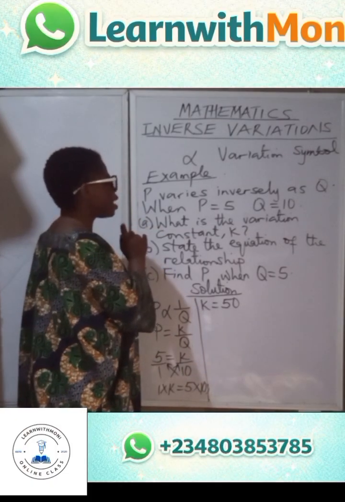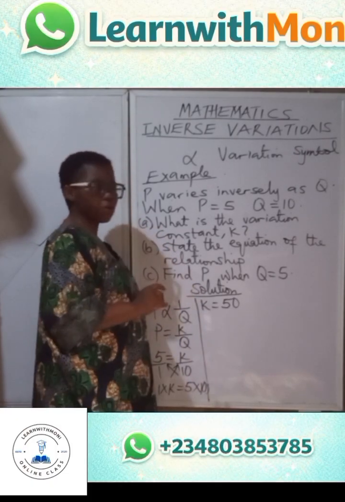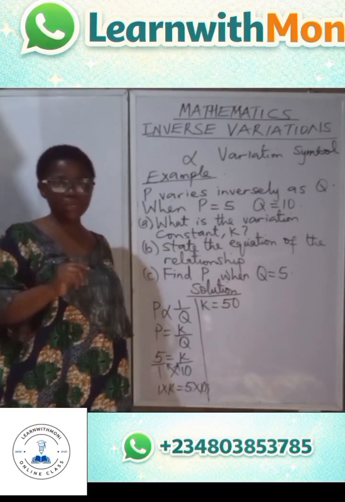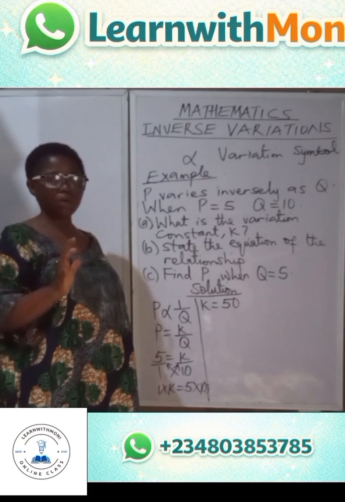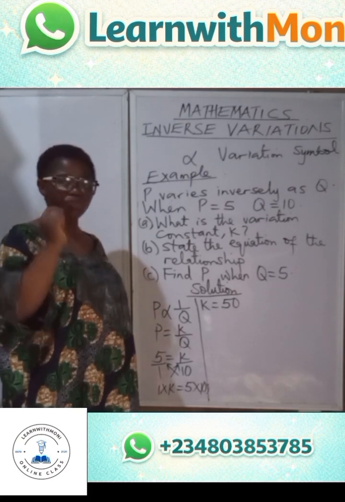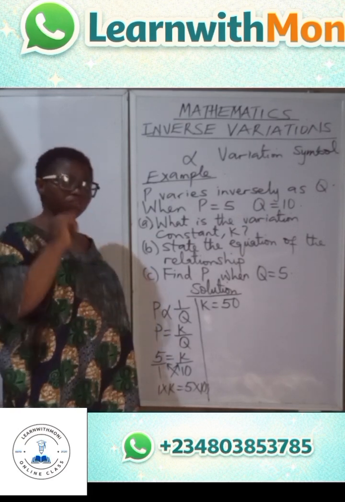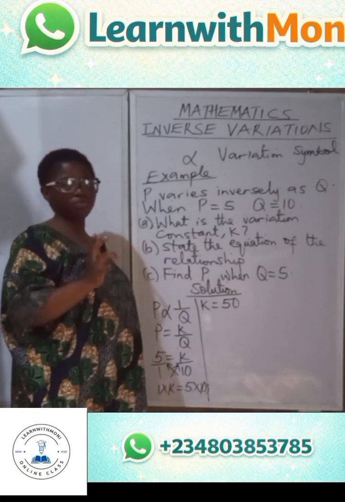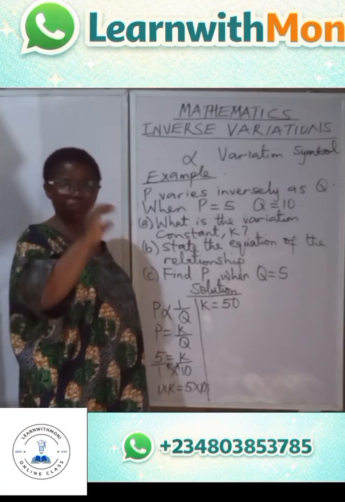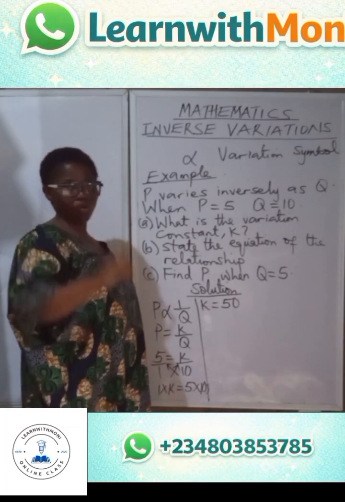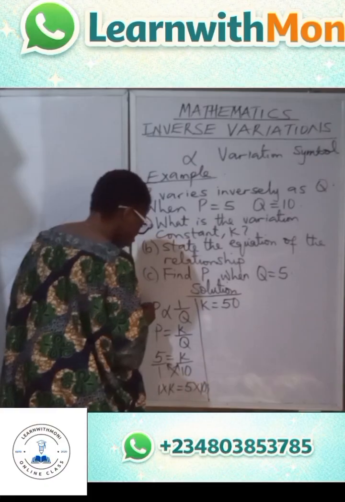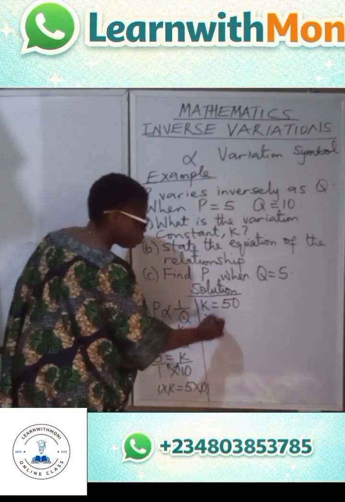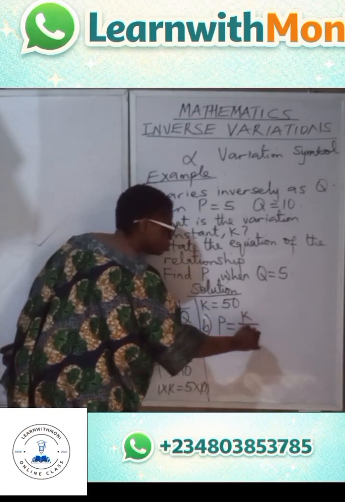The second question is asking us to get the equation of the relationship. Whether you are asked or not, when you are solving a variation problem, you have to get the equation of the relationship. Because just as the variation constant is a key, the equation of the relationship is also the door. You are going to use the key to open. So let's get the equation of the relationship. From here we have P equals to K over Q.